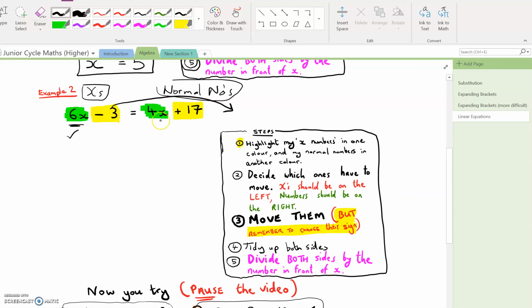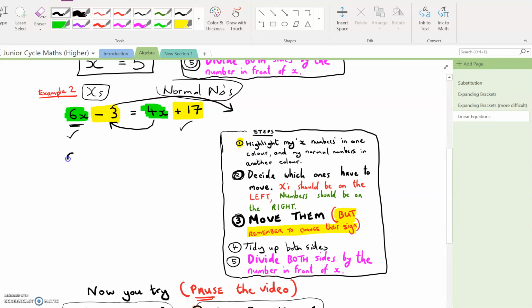What about 4x? That shouldn't be there, should it? That should be over here with the other x's. So that's going to move in there in its place. And what about 17? Is 17 a normal number? Yes, it is, so that's okay where it is. So that's step 2. I've decided what needs to move. Now on to step 3. Actually move them.